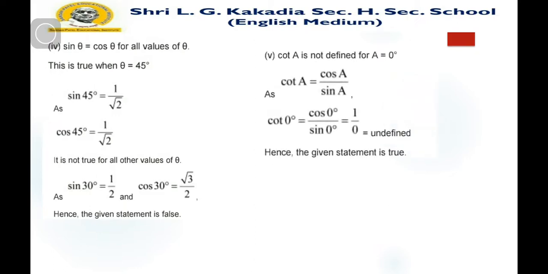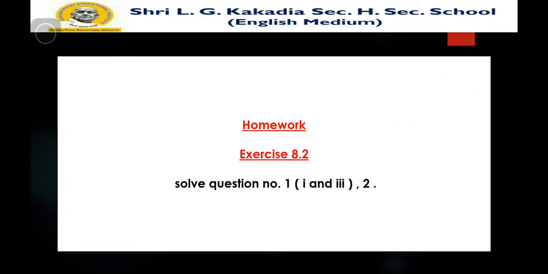Cot A is not defined for A equal to 0. Why? Cot A is equal to cos A over sin A. Let me put the value of A as 0. Cot 0 is equal to cos 0 over sin 0, and cos 0 is 1 but sin 0 is 0, so it is undefined. Hence the given statement is true. So in this way we can find such values of the given trigonometric ratios.